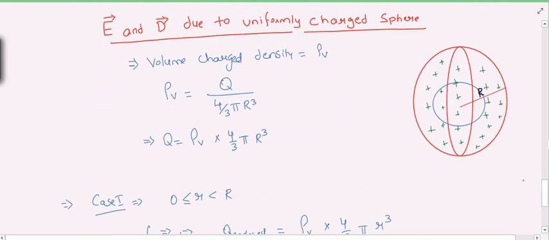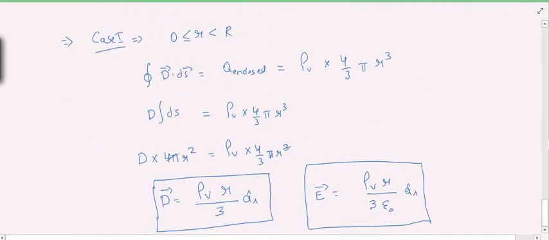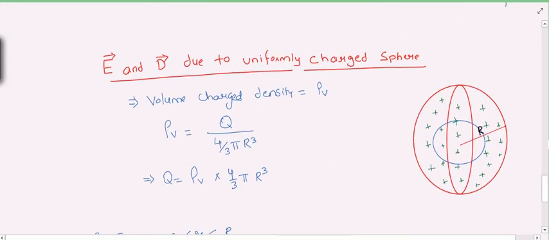Inside the uniformly charged sphere, the value of electric field intensity will be rho v into r by 3 epsilon. Now here you can see that E is varying directly with the radius. So the electric field increases if I increase the radius of the Gaussian sphere.